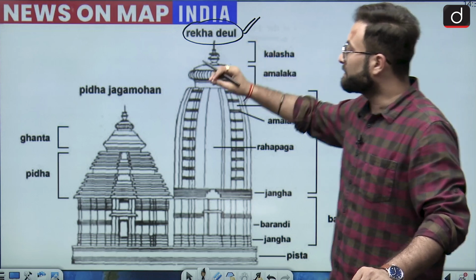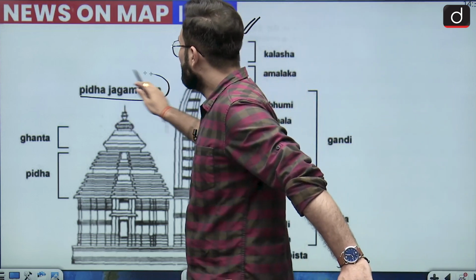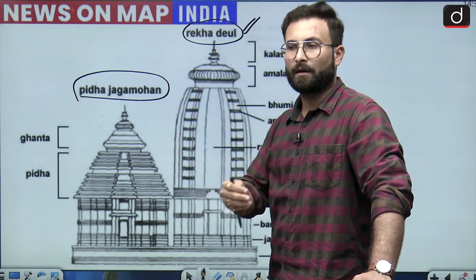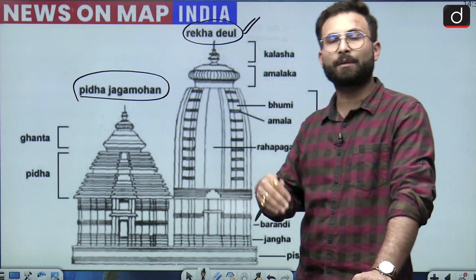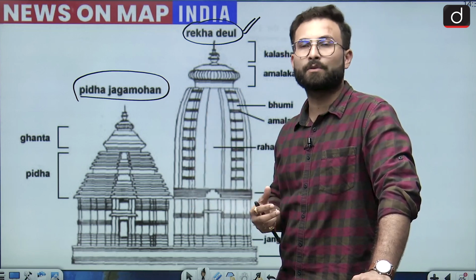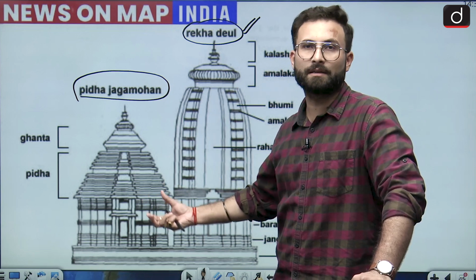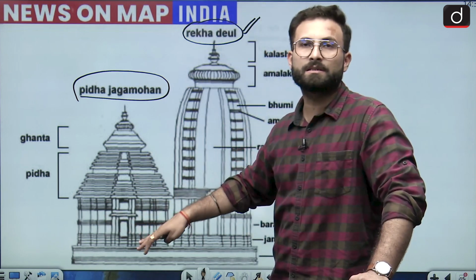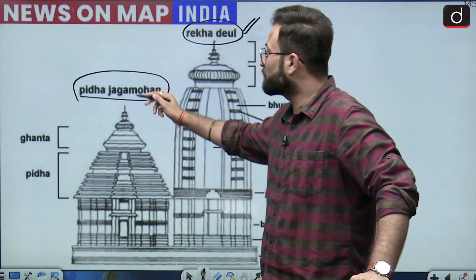Okay, and then second is the Pida Jagmohan. When we talk about the Jagmohan part, this is the part where prayers are performed. There are people who can assemble over here, and in earlier times there were also dance and the Sankirtan which was performed over here. But basically that is the area where these performances are done. Okay, so that is called Jagmohan.